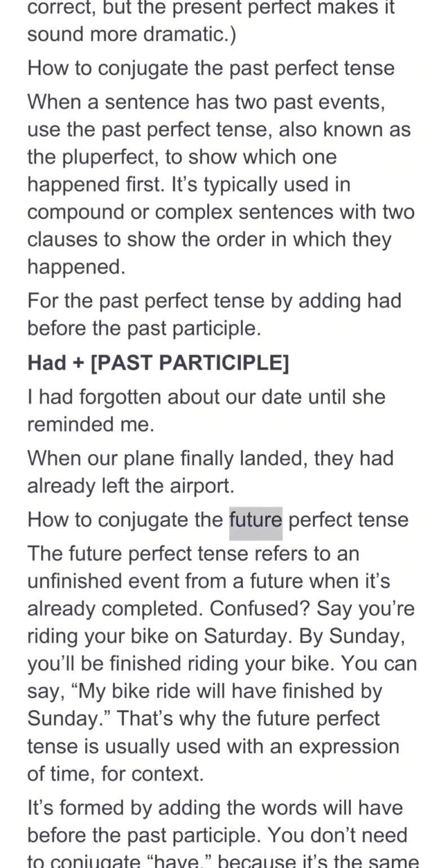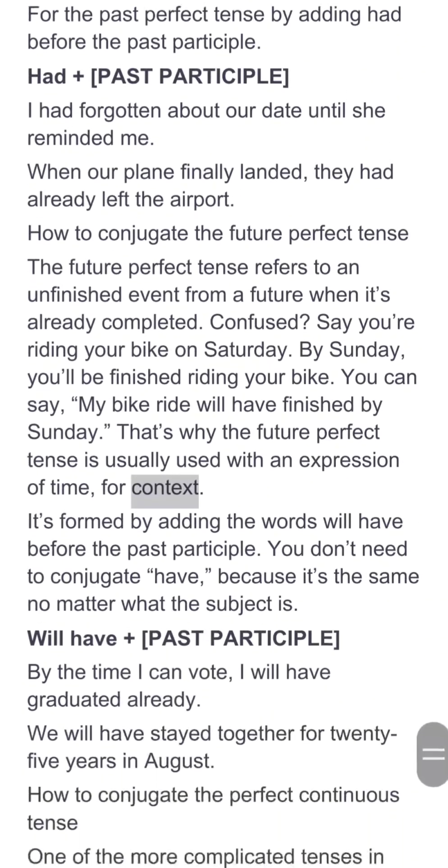How to conjugate the future perfect tense? The future perfect tense refers to an unfinished event from a future when it's already completed. Confused? Say you're riding your bike on Saturday. By Sunday, you'll be finished riding your bike. You can say, my bike ride will have finished by Sunday. That's why the future perfect tense is usually used with an expression of time, for context.